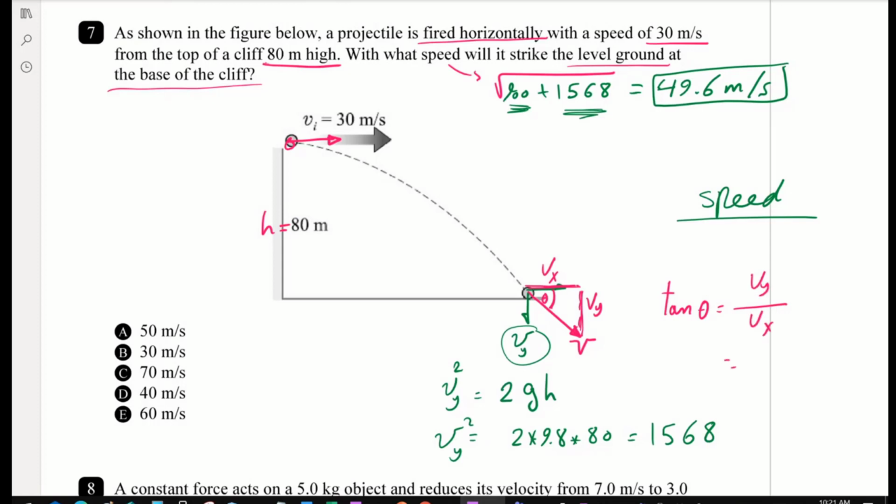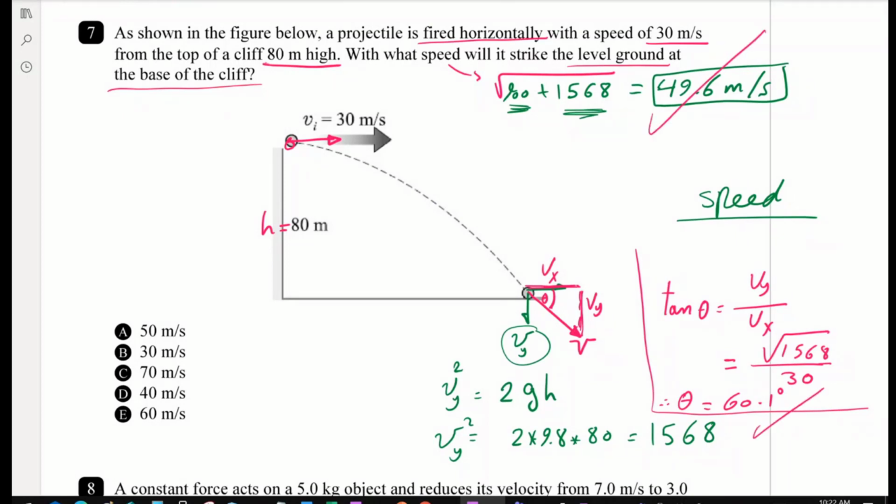So Vy is the root of 1568 divided by Vx, which is 30. If you have a calculator, you can calculate tan theta and then shift tan, it gives you theta. Could you please do it if you want? 60.1 degrees. Okay, so this is the velocity. I have a magnitude and I have a direction. Okay, understand it?